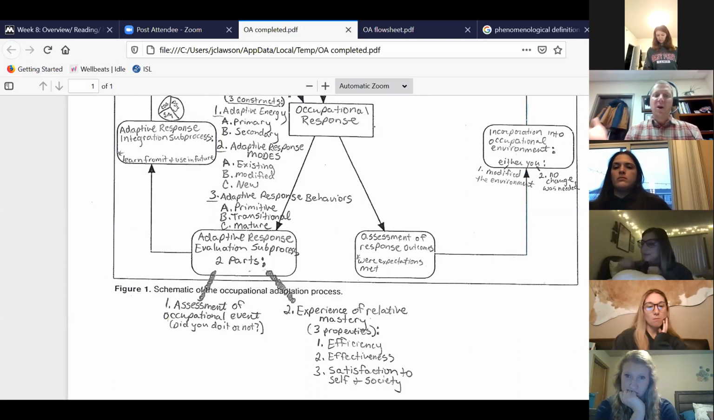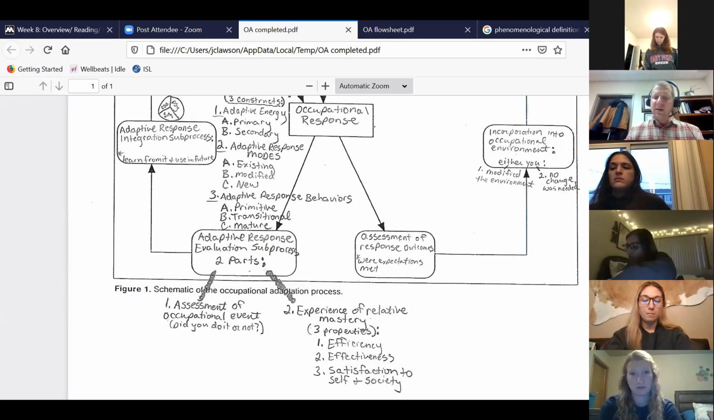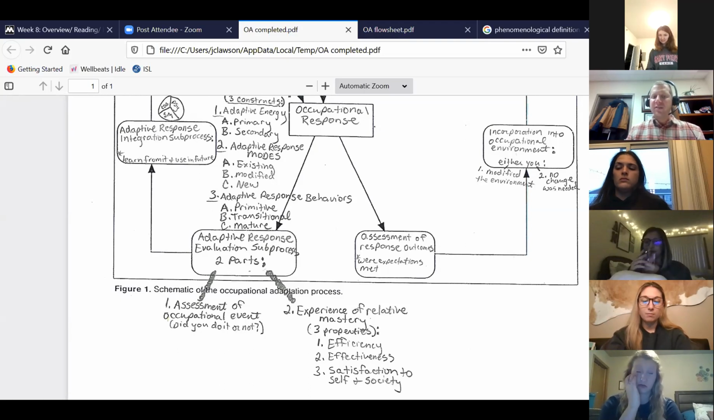Okay, and again, there are three parts of experience of relative mastery. Efficiency: were you efficient in doing your occupation, or did it take you 45 minutes just to tie one shoe? Okay, how effective were you with your one-handed shoe tying technique? Did it just come untied right away? Did your shoe fall off? Okay, how effective were you? And then did you experience satisfaction with yourself? And is it appropriate for society? Okay, no shoes, no shirt, no service. Okay, so if your shoe falls off, you can't go into a store. Okay, that's probably not satisfactory to society.